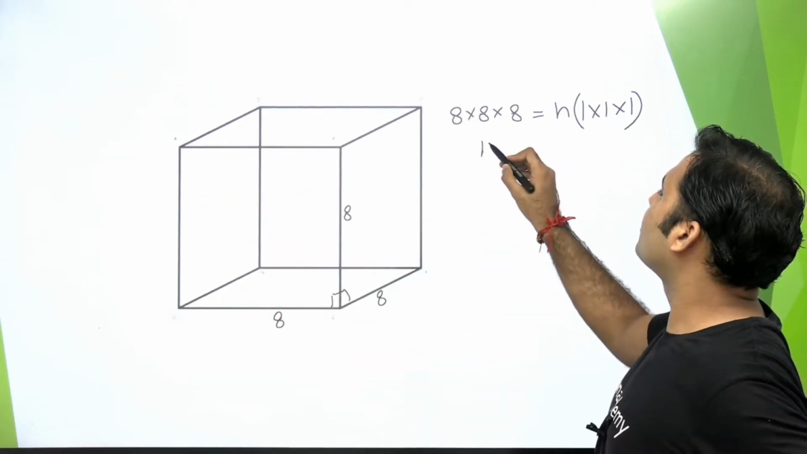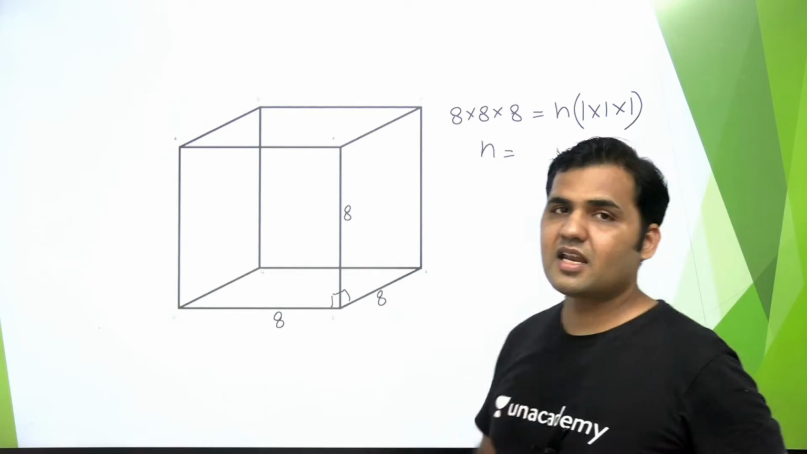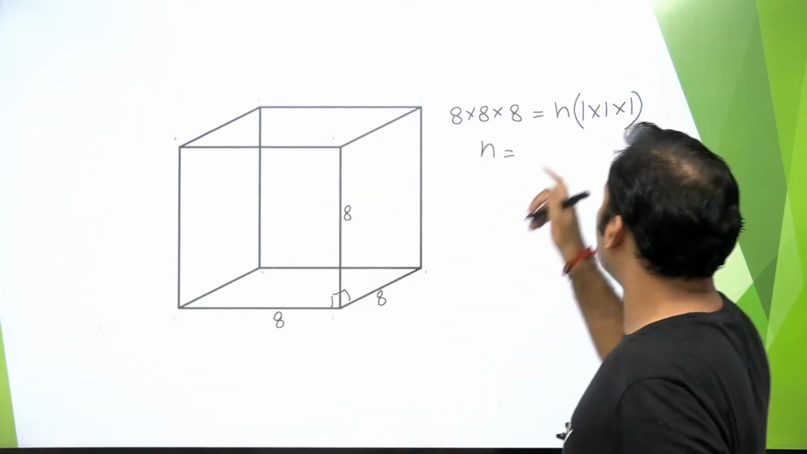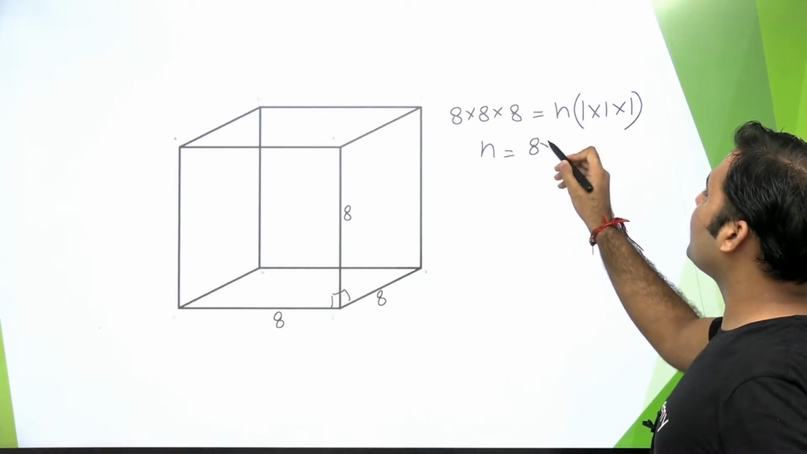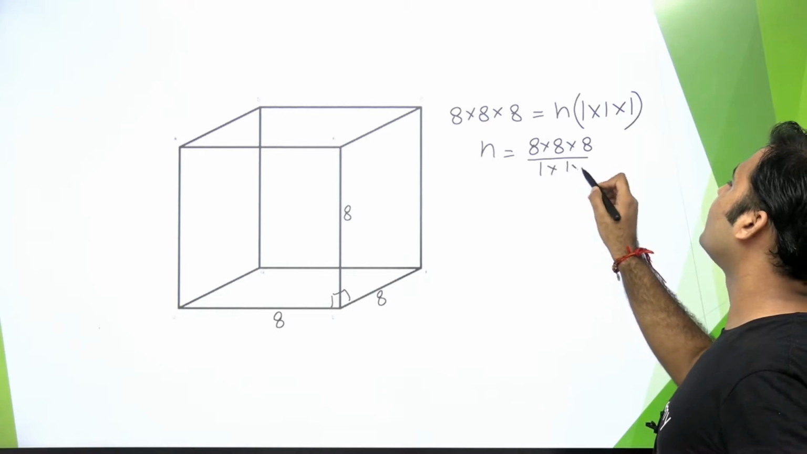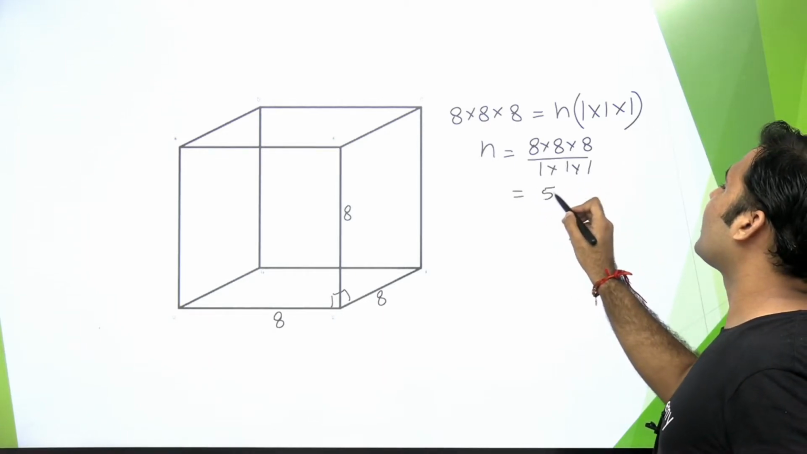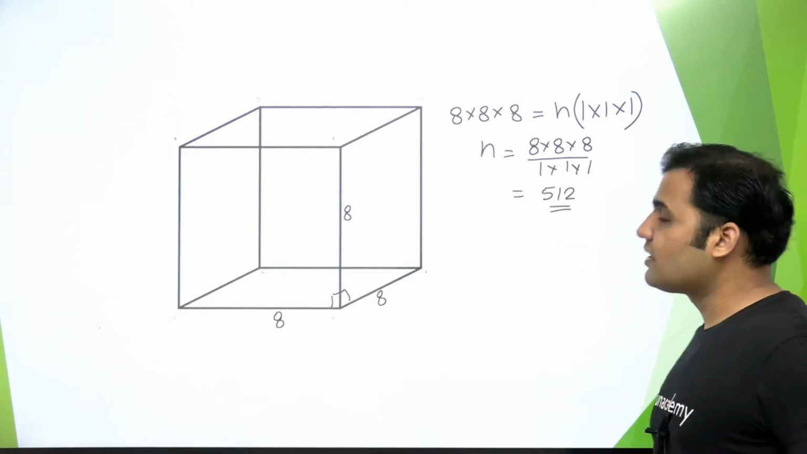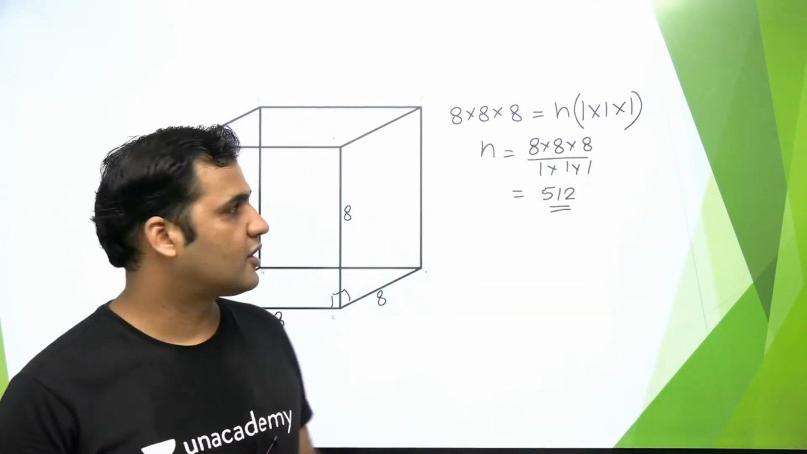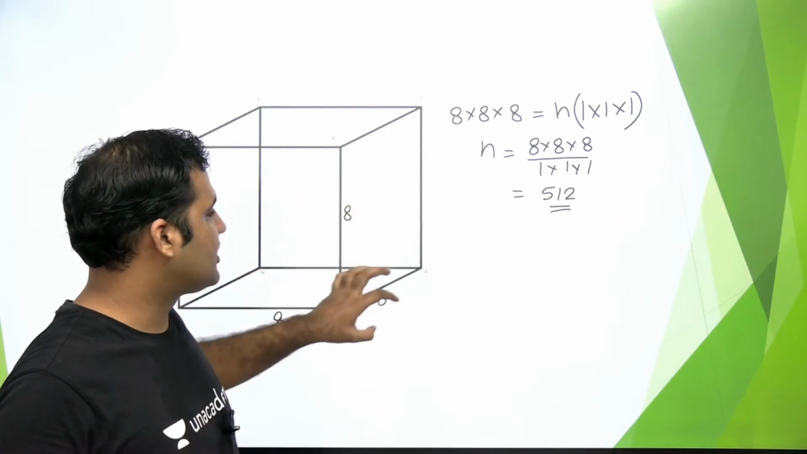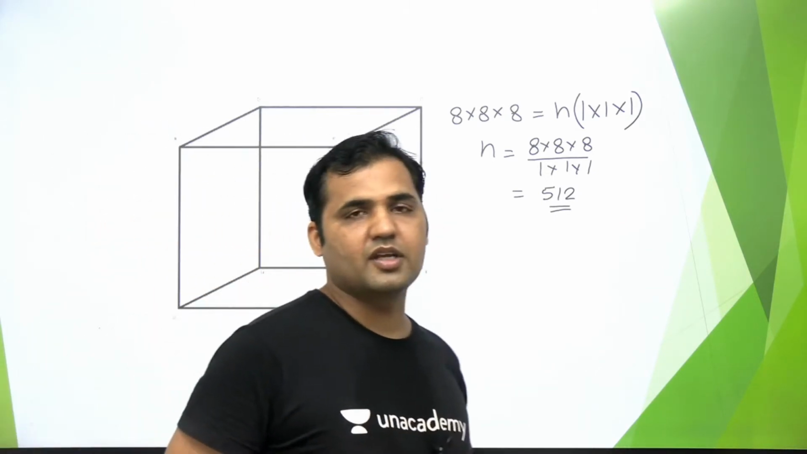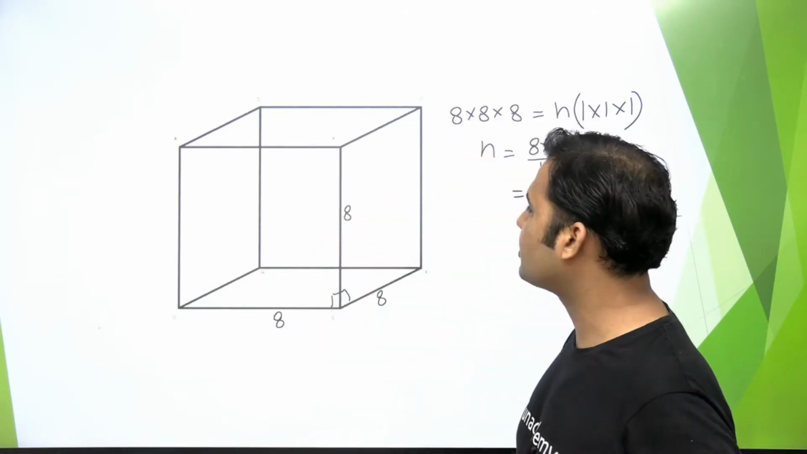So therefore, the total number of cubes that will be taken out from a cube of length 8 centimeter, with smaller cubes having a length of 1 centimeter, would be 8 into 8 into 8 divided by 1 into 1 into 1, which is equal to 512. So 512 cubes of 1 centimeter length you can take out if you cut an 8 centimeter long cube into small cubes of 1 centimeter, right? So this is the answer to the first question.